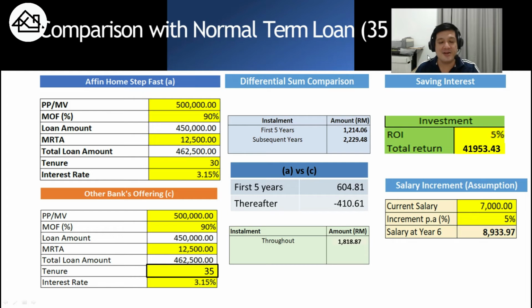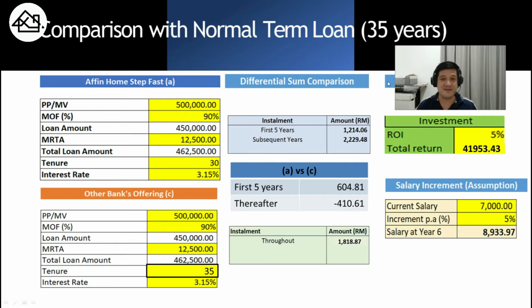So Kenny, this one is 30 years, you compare 30 years. How about 35 years? Okay, I got you. Here's the comparison for 35 years. Because most banks out there offer 35 years, right? So all the same, Step Fast and Bank C, all the same except for the tenure. One is 30, one is 35. So you see the installment is 1,887 for the normal term loan, which is not much difference, if you ask me, from the previous one, which is 1,900 something. So it's about 100 over ringgit.